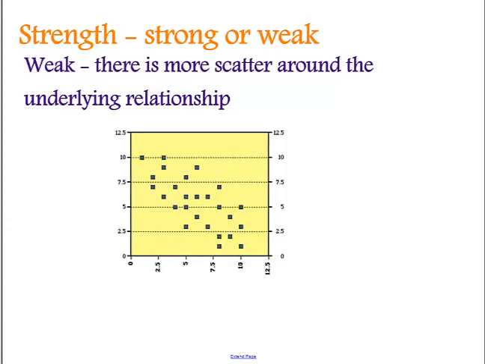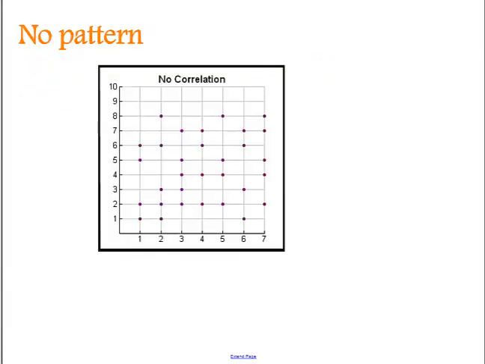A weak graph would look more like this. There is more scatter around the underlying relationship. So you can see that the dots are more scattered around that arrow. Okay, and we can have no pattern at all, no correlation between the data points. We can't find a pattern. It's very hard to see any relationship there.